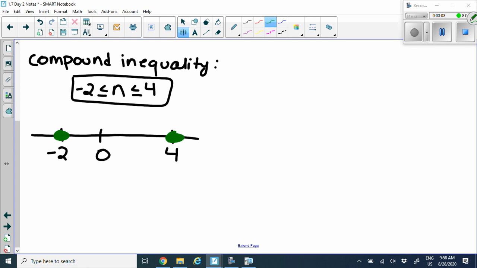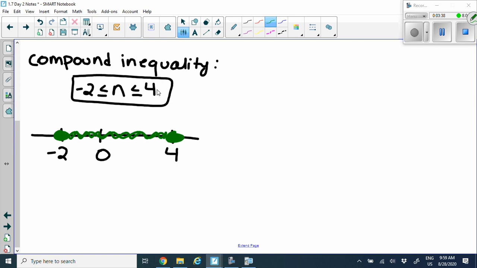Now, we need to figure out, do we shade in between these two numbers or in opposite directions? Well, since this is an and problem, we're going to shade in between negative 2 and 4. Reason being, all the numbers in between have to satisfy both of these inequalities. And you can definitely check that by just plugging in numbers for n. So if we plug 0 in for n, 0 is in between negative 2 and 4, meaning negative 2 is less than or equal to 0, and 0 is less than or equal to 4.